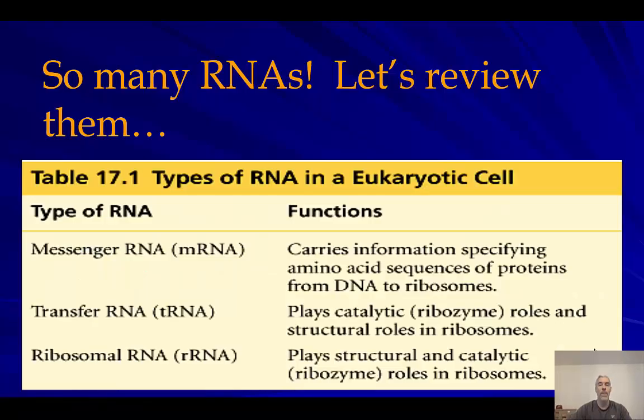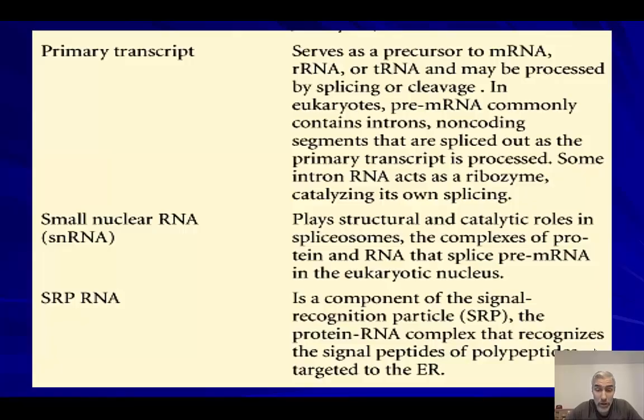Okay? So we talked about a bunch of RNAs already. Let's review all of the ones we've talked about. So there's messenger RNA or mRNA, right? That carries information specifying amino acid sequences of proteins from DNA to ribosomes, right? There is transfer RNA or tRNA. Its job is to bring the amino acids to the ribosome during translation. There's ribosomal RNA, which actually gives the ribosome its structure.